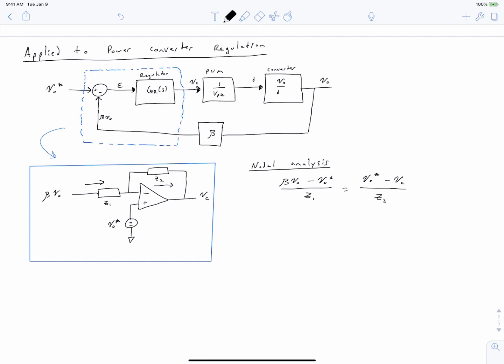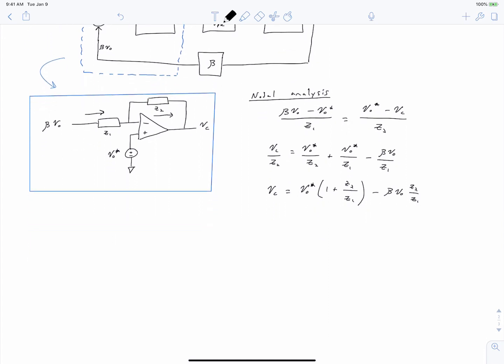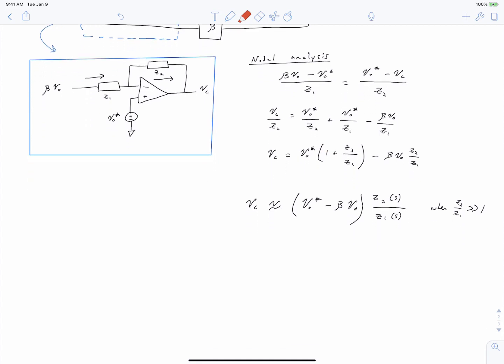And if we work with this a little bit, we can get an expression for VC in terms of everything else. And we finally have an expression for our control voltage, VC. If we assume that Z2 over Z1 is very, very large compared to 1, we can simplify this expression as follows. We can say that VC is approximately equal to... So what we did was we said that this term right here was negligible because we're assuming that Z2 over Z1 is very, very large. And when we do that, we get the following expression for VC.